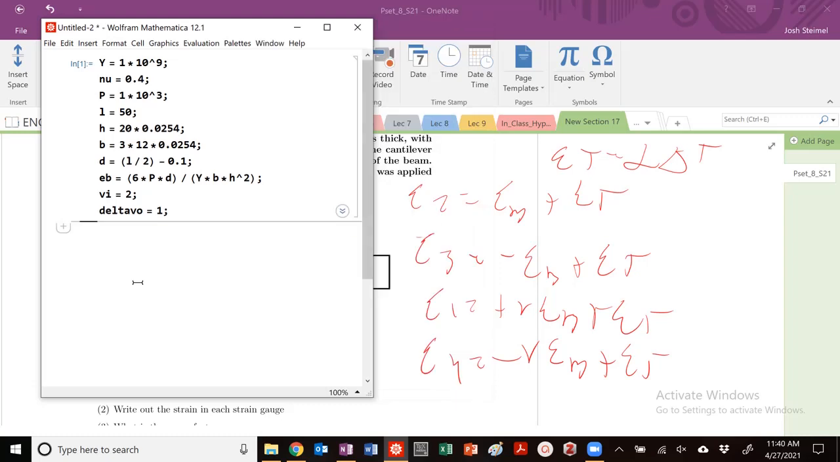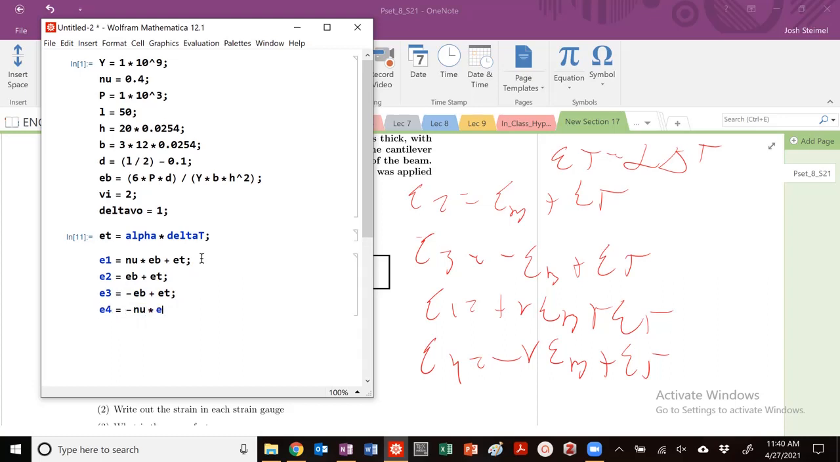So my strain in gauge 1 is going to be nu times epsilon B plus epsilon T. I'm also going to say my epsilon T is equal to alpha times delta T. My epsilon 2 is equal to epsilon B plus epsilon T. My epsilon 3 is equal to minus epsilon B plus epsilon T. And my epsilon 4 is equal to minus nu times epsilon B plus epsilon T. So there we go. Let's continue.